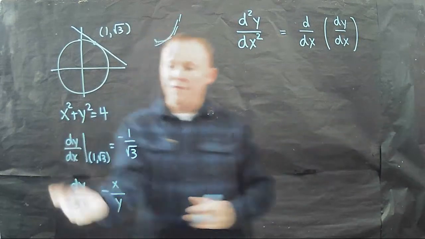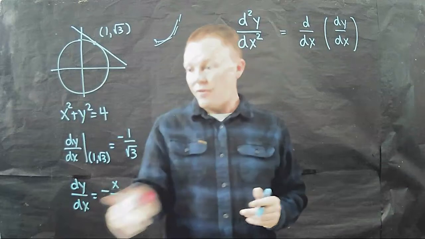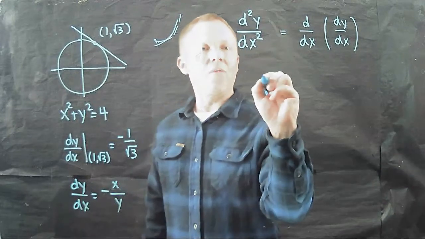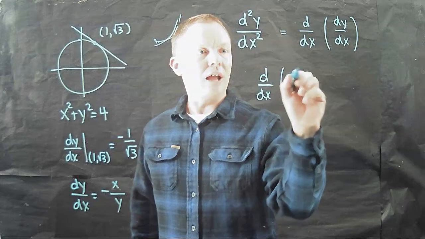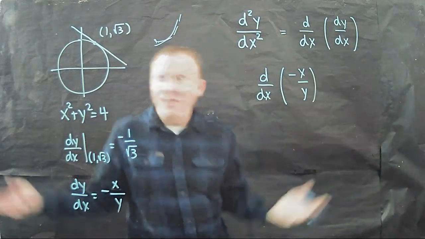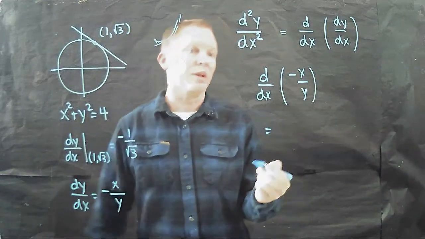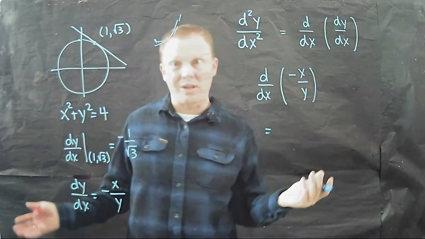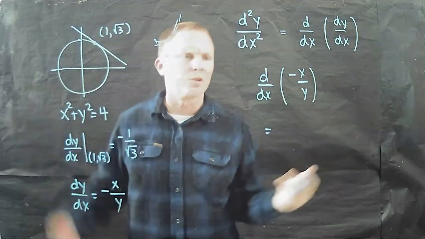Okay? So we're going to find the second derivative of this guy right here. So I want you to differentiate with respect to x, negative x over y. And guess what? This is an implicit differentiation problem. So let's do it. Now, sadly, this is one case where I can't avoid it, but we'll use the quotient rule to do this.